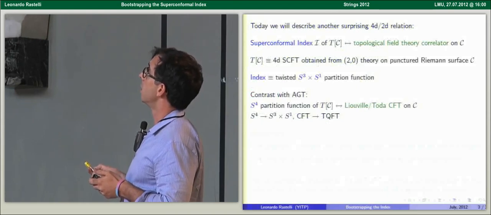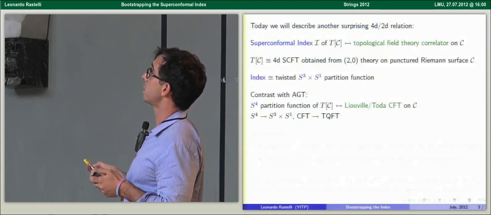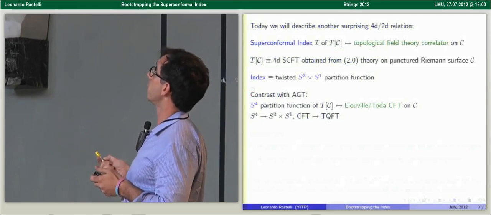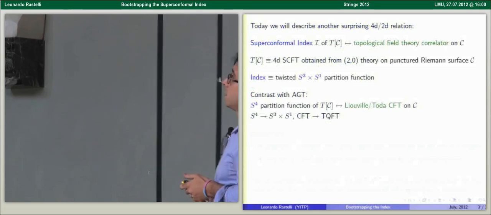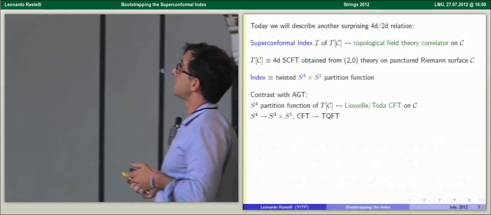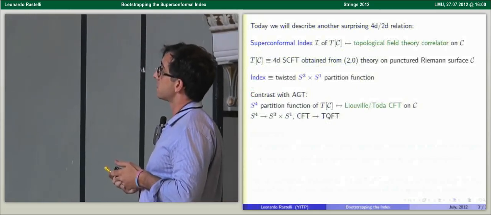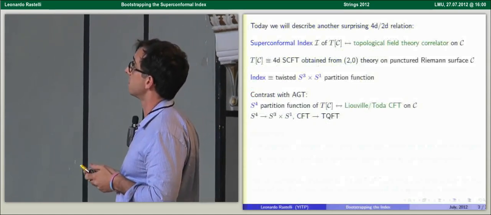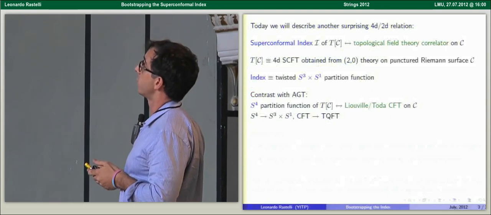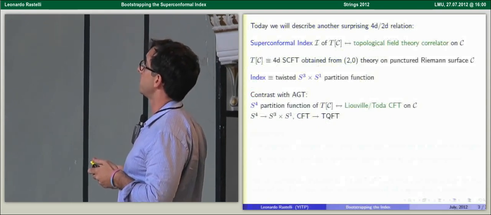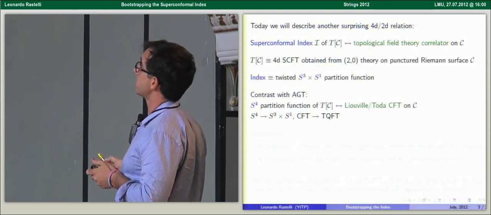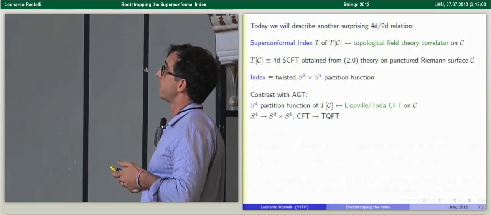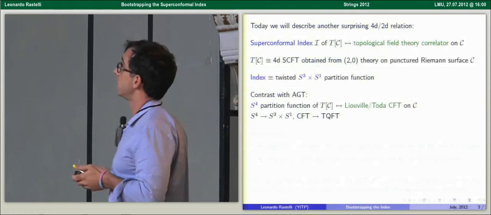And so today I will focus on perhaps a less familiar 4D-2D relation, which is a precise duality between the superconformal index of one of these 4-dimensional theories labeled by a Riemann surface and a topological field theory on the Riemann surface. So again, this T of C is one of these sometimes referred to as class S theories, where S means 6. It's the 4D theory that comes from compactifying the (2,0) theory on a punctured Riemann surface, and the index is a certain twisted S3 times S1 partition function, which I will review in detail momentarily.